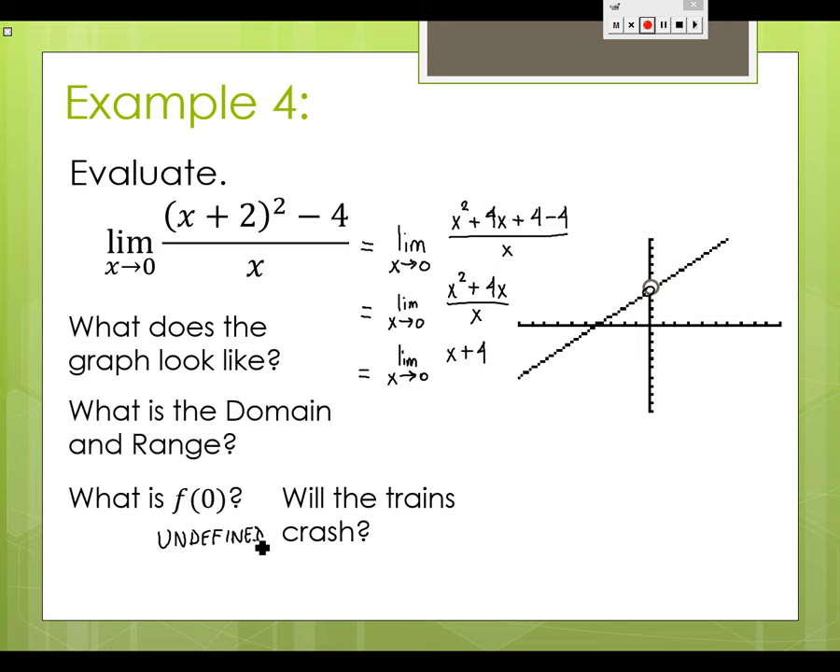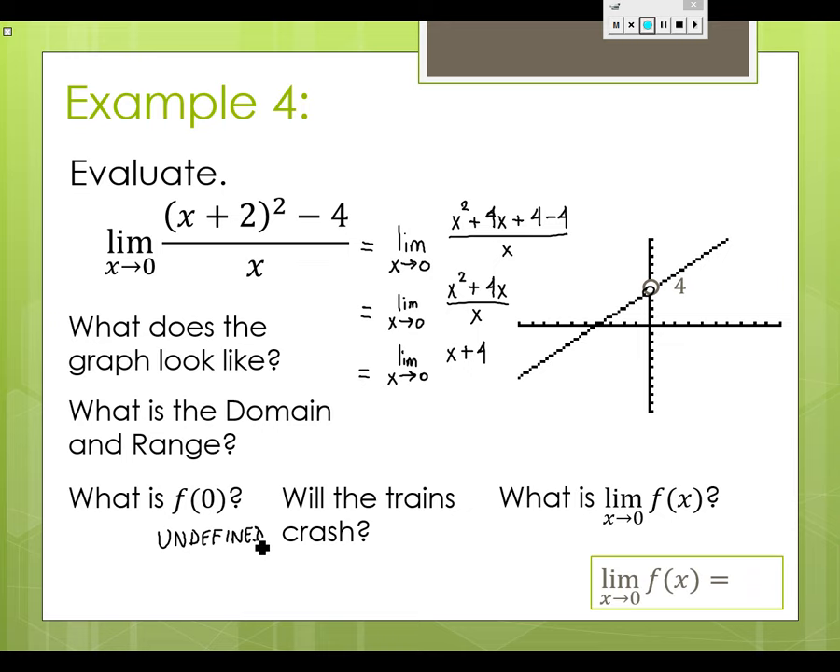Will the trains crash? Of course we have to bring them in. Go ahead, there we go. Again, they don't mind at all. They're racing at 100 miles an hour. They don't mind that there's a pinhole at the place where they're going to crash. So it's really fine with them. They're going to crash even so. And the question, of course, is at what y value are they going to crash? Someone already said it. What is the limit here? 4, right?